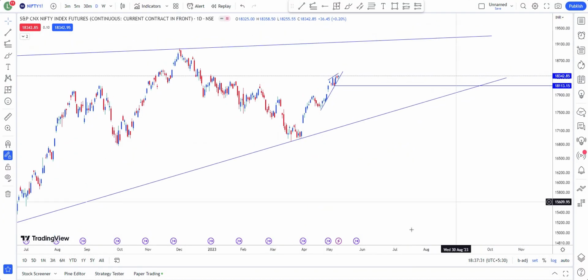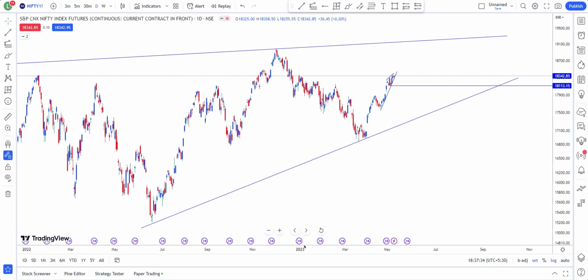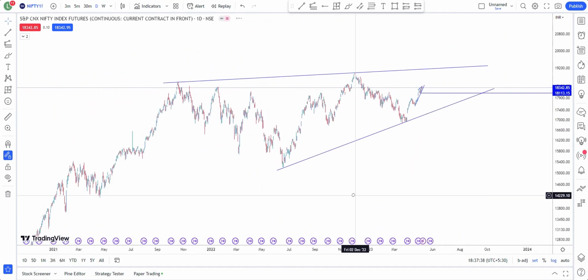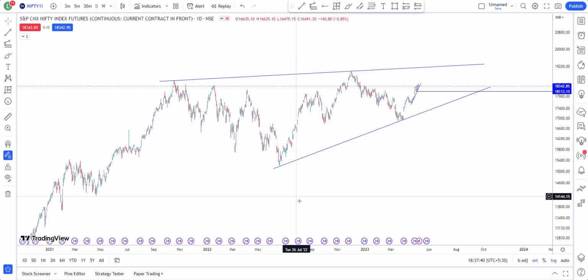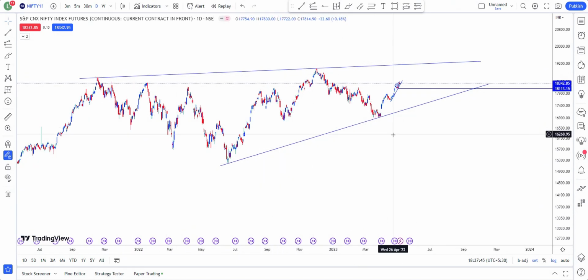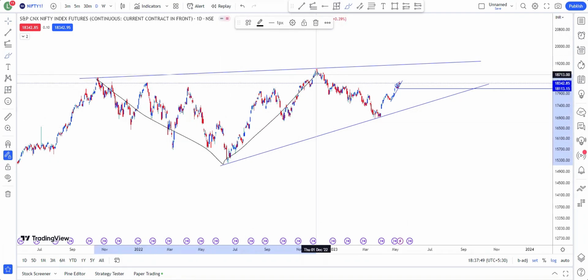Let's start the analysis of Nifty. As you can see, this is the daily chart of Nifty futures on TradingView. I have just drawn these patterns on the assumption that this is something contracting and we will be making a good move once this is broken out. It can be either side.